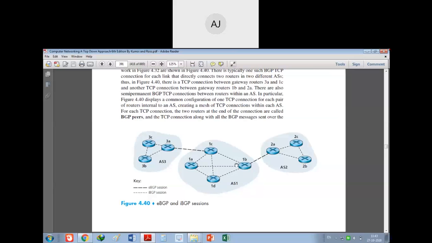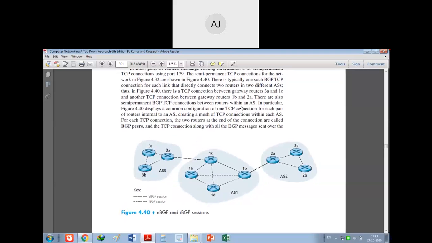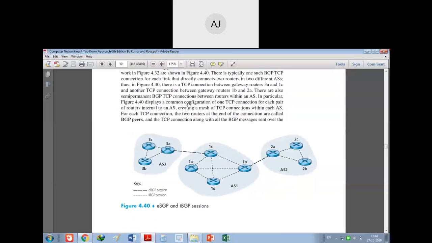Similarly here also we are making use of these semi-permanent TCP connections. So this is the concept that is used: the semi-permanent TCP connections. And after that there is one more concept: here you can see eBGP and iBGP.